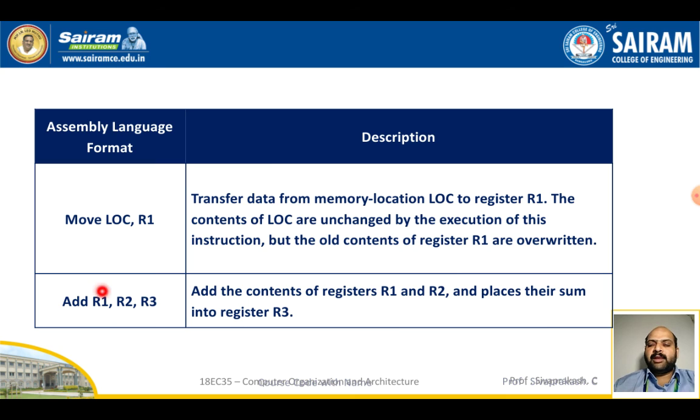Meanwhile, if you look at the second example, add R1, R2, R3, this is nothing but adding the content of the registers R1 and R2 and placing their sum in the register R3. During that time, R1 data and R2 data will not be changed, whereas R3 data is changed. The previous data present in the register R3 will be replaced with the new data. This is called assembly language notation. Two different notations are present over there: register transfer notation and assembly language notation.